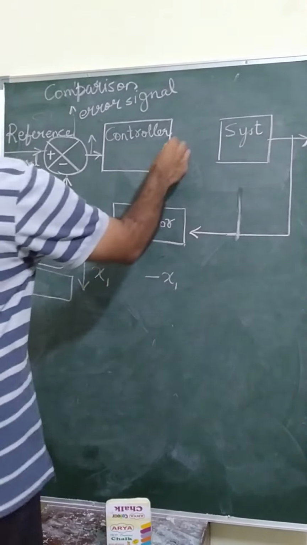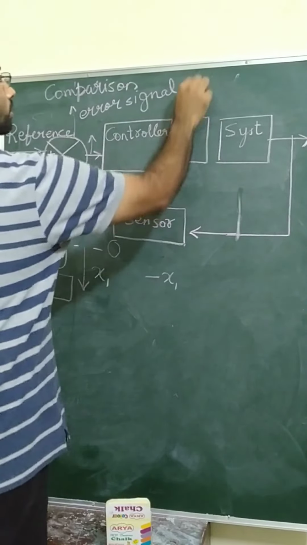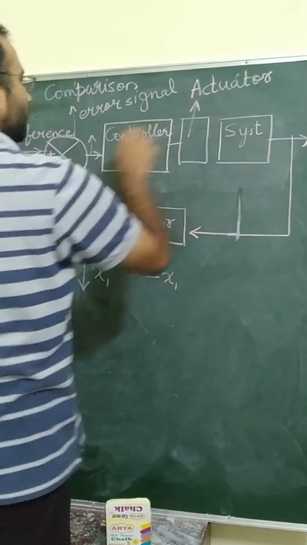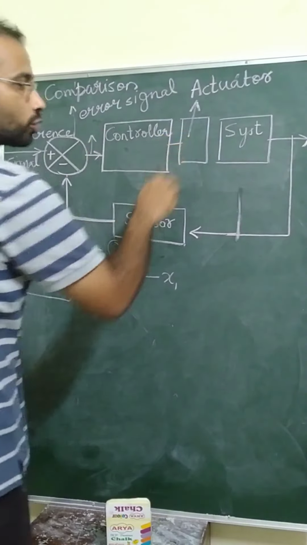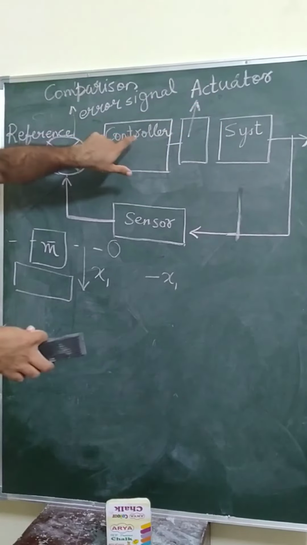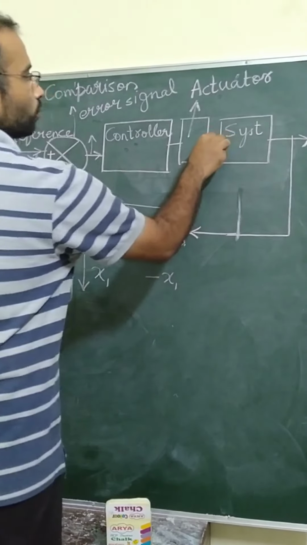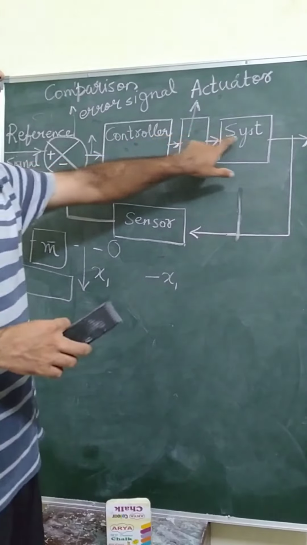That control action will go into the actuator. Based on the error signal, the controller will decide the control action to be taken. But the control action has to be taken by the actuator. So the controller will give a command to the actuator, which will finally apply the control action on the system.